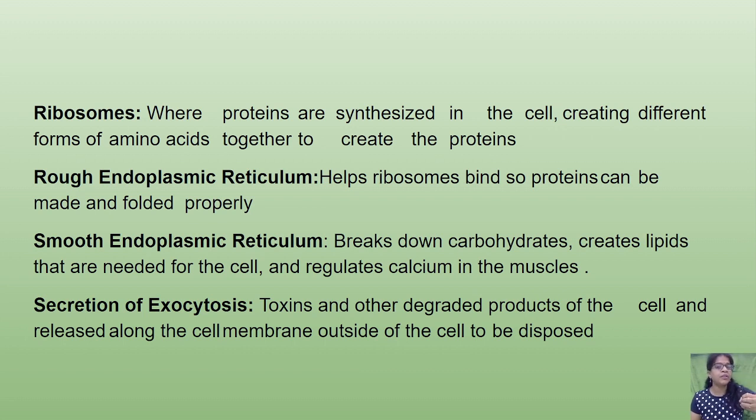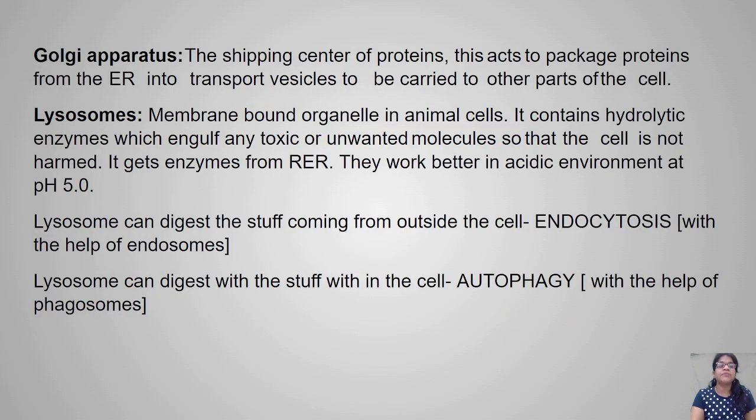Even the ribosomes on the rough endoplasmic reticulum are involved in protein synthesis, but the polypeptide chains produced by the ribosomes of the RER code only for lumen proteins. The smooth endoplasmic reticulum is meant for the breakdown of carbohydrates. It creates the lipids needed for the cell. It also helps in maintaining calcium levels in the muscles. Toxins that are produced also have to be removed and released through a process called exocytosis.